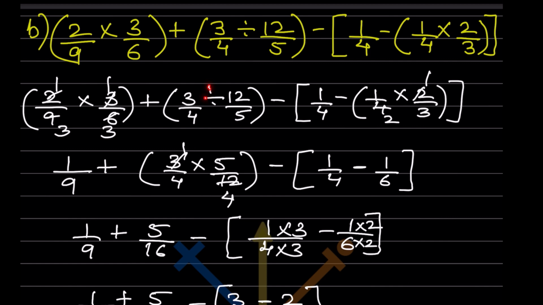So always whenever there is a division sign over here, the left hand side is going to be the same, but this we have to make it to multiplication. So this will get flipped over. So this is going to be 5 by 12. This is minus, so this also minus.